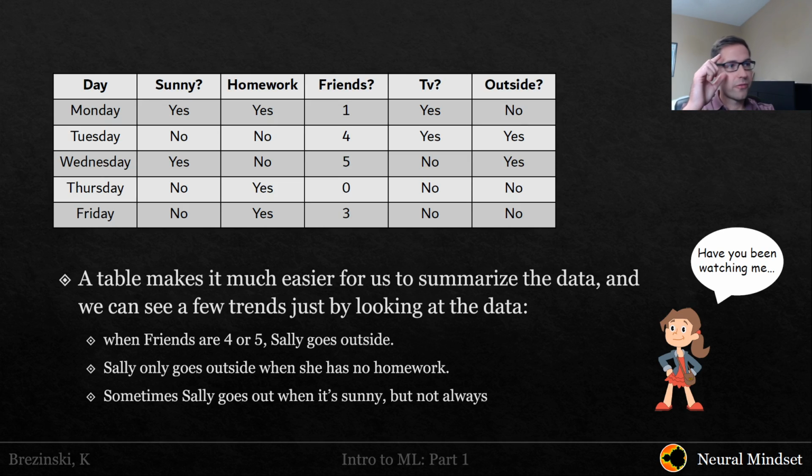So we can look at the other 3 examples to see maybe there's some relationships that correlate with her not going outside. So we can see that Sally sometimes goes outdoors when it's sunny, but not always, right? So on a sunny day, which would be the Monday and the Wednesday, she decides to go outside on Wednesday, but on Monday, there's something about Monday that, regardless of how hot and sunny it is, Sally does not like to go outdoors. Again, is it the impact of the homework? Is it the fact one of her friends is outside? Or is it the fact that her favorite television show is on? We really don't know.